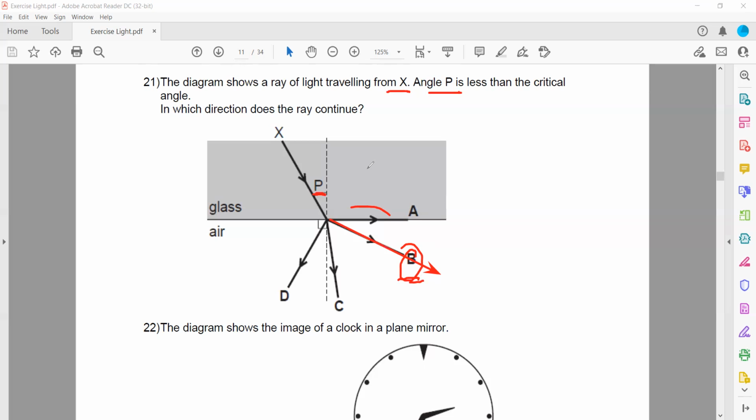Is this question clear? As the angle of incidence is less than the critical angle, the light will refract, it will simply bend away from the normal.